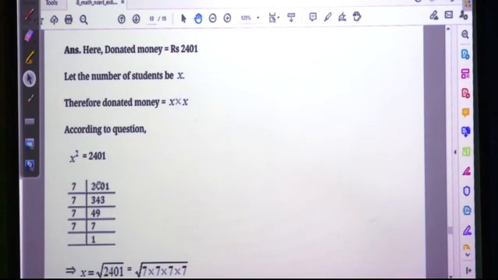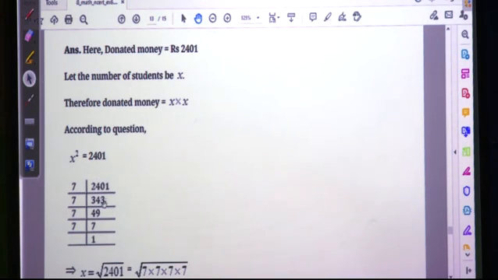7 3s are 21. By 2 it is not divisible, by 3, 4 plus 1 is 5, 5 plus 2 is 7. 7 is not a multiple of 3. It is not divisible by 5 because in one's place 5 or 0 is not present. So, we have checked by 7. 7 3s are 21, remaining 3. 7 4s are 28, remaining it is 21.